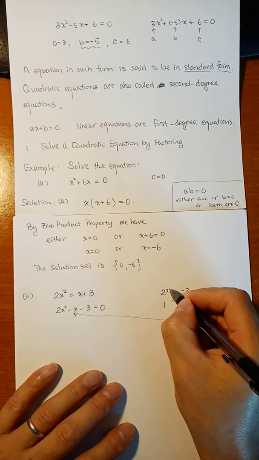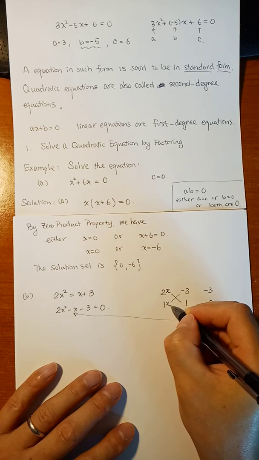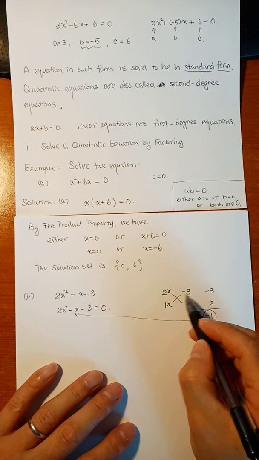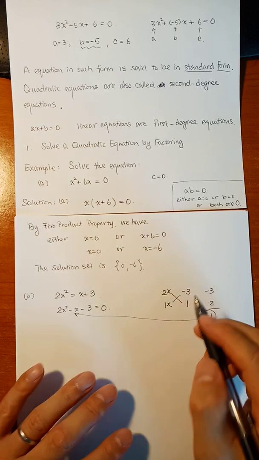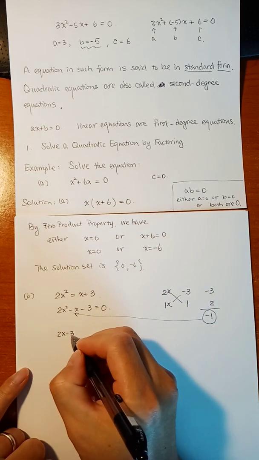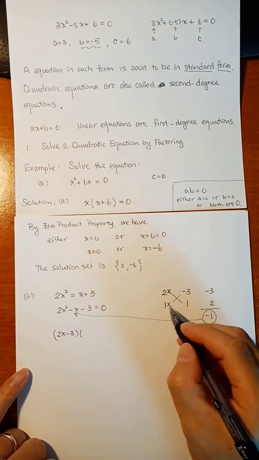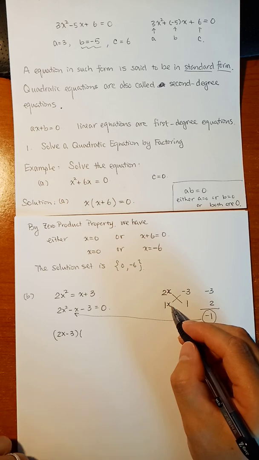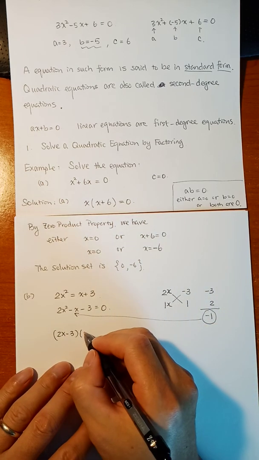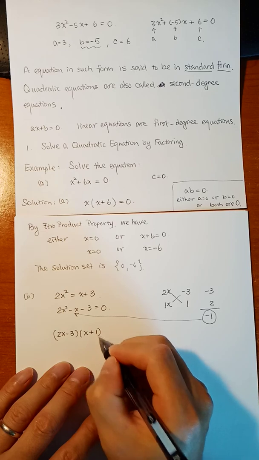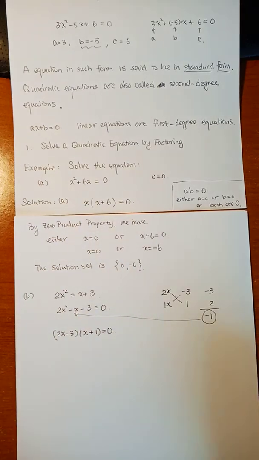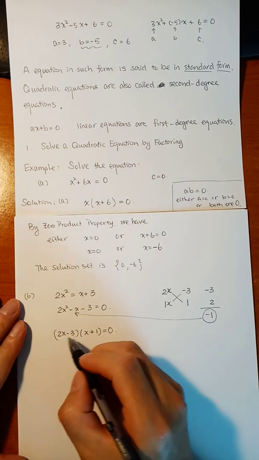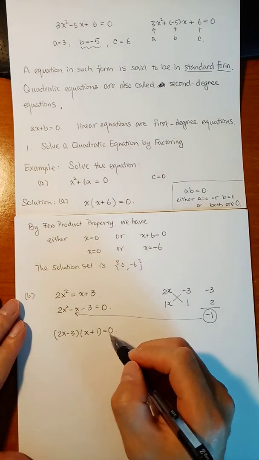So you can put x here and x here. So you will get 2x minus 3. You see, it's 2x minus 3. 1 times x is x. Here nothing means plus, so x plus 1 is equal to 0. So this is a cross factorization. So 2x minus 3 times x plus 1 equal to 0.